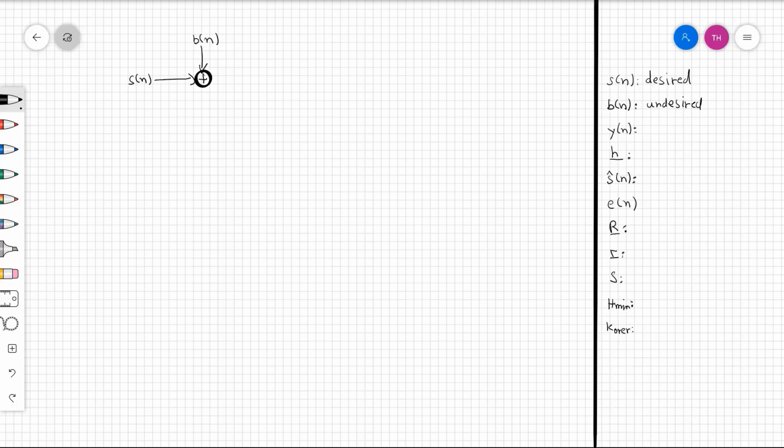Both signals together yield the signal Y of n. This signal is called the observable signal, meaning that whenever we want to observe our desired signal, we can only ever do so together with this noise signal in form of Y of n. And this fact motivates our filtering approach. We want to filter the observable signal, and I denote this here by giving FIR filter coefficients H.